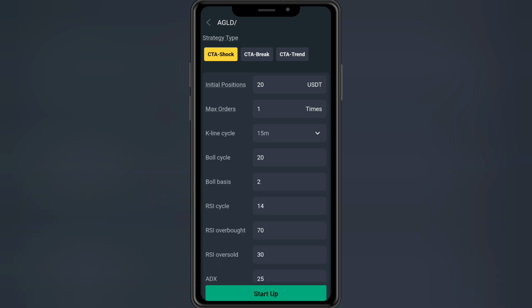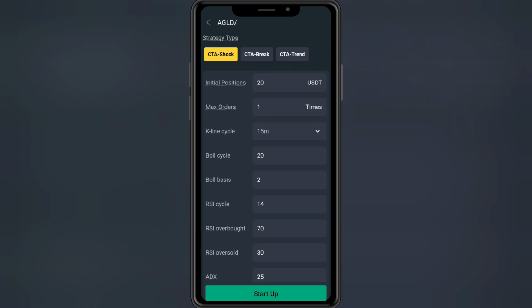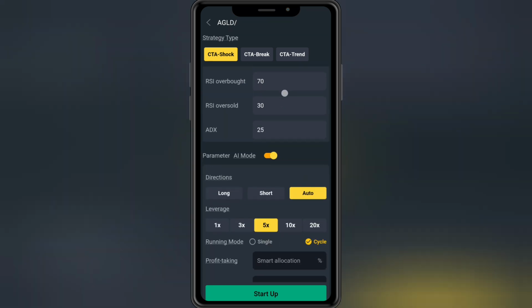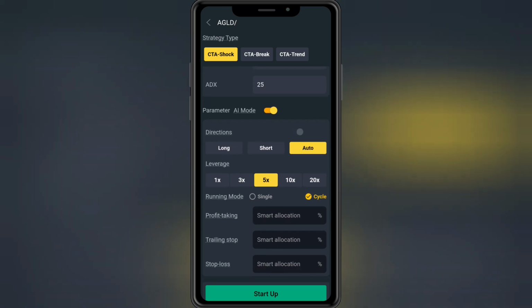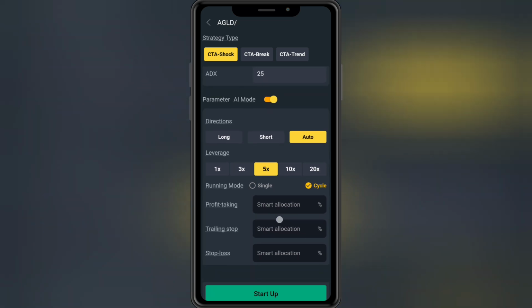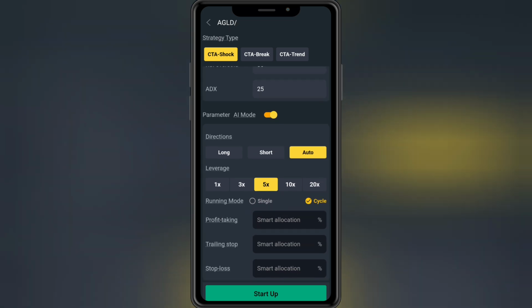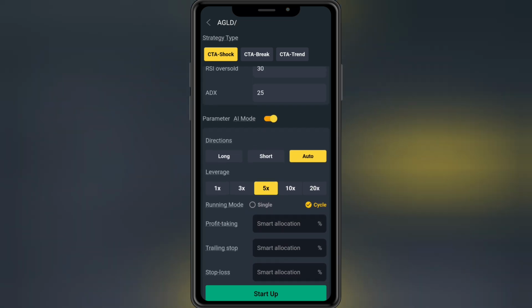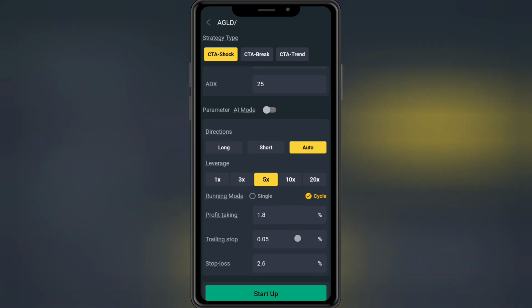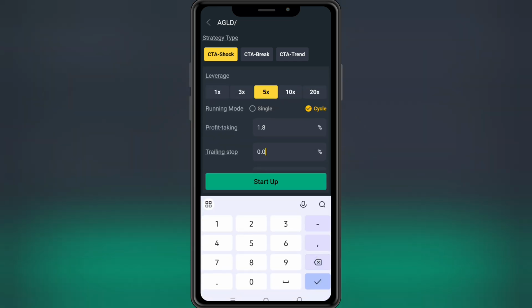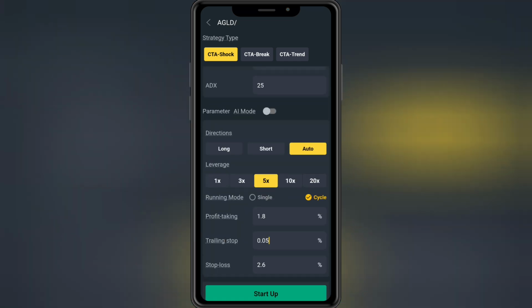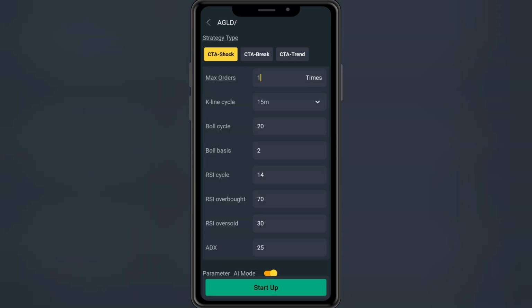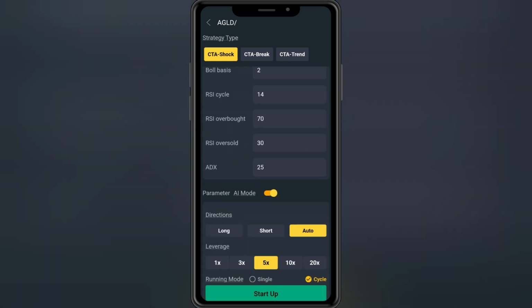Now after setting these two, which are the initial position and orders, I am now going to scroll up, and from here I am going to change a few things. Now if you want to manage down here, you can turn off this AI mode, just by tapping on it. Now when you tap on it, you can see that you are now also in a position to change these ones. But me, I don't want to change. Me, I like leaving the robot to do everything for me.